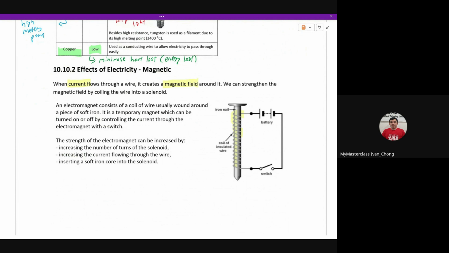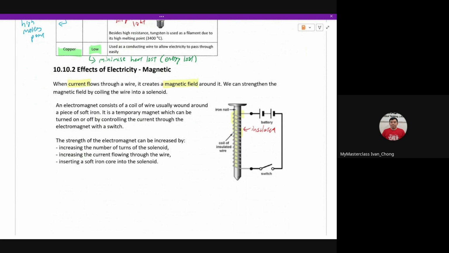Now do take note, these are all insulated, which means that there is no electricity in the iron nail. It is just wrapping around it, but it's not flowing inside the iron nail. Okay, because some students will be like, "Sir, isn't this dangerous? Your wires are touching my nail." The wires are insulated. They are wrapped around with rubber or something else. So you don't need to worry about getting shocked when you touch the iron nail.